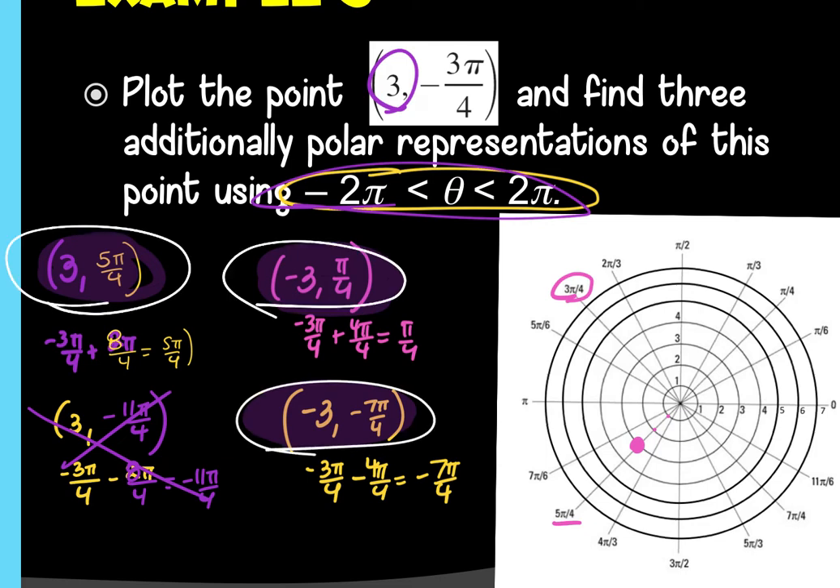So if you're changing the theta, you're always changing the theta, but you can either add or subtract 2 pi. So you keep r the same, you add and subtract 2 pi. You change r, you add and subtract pi. Okay.